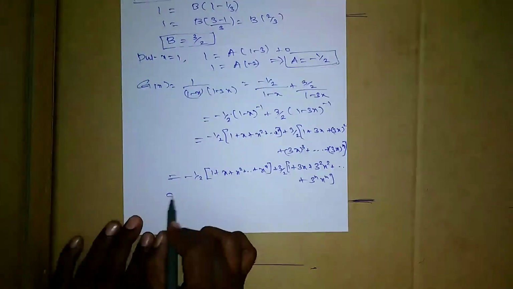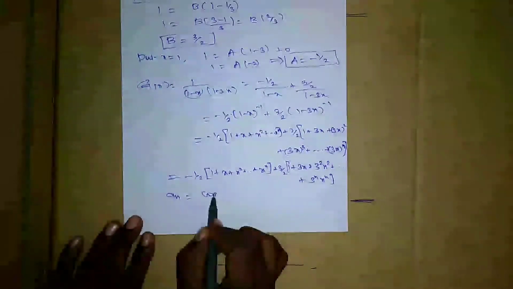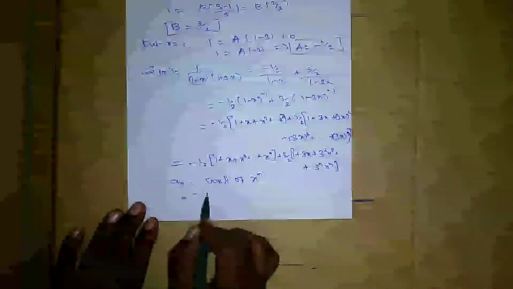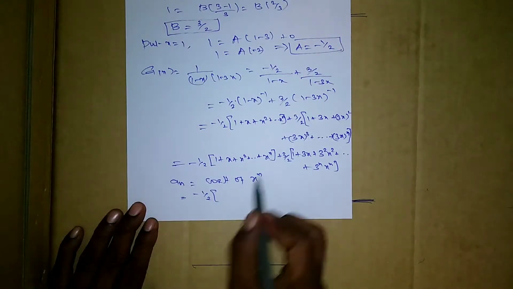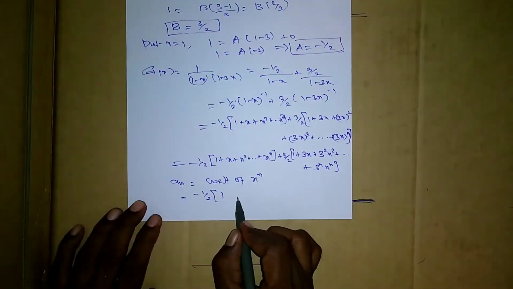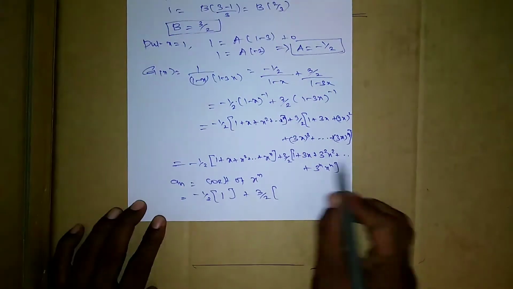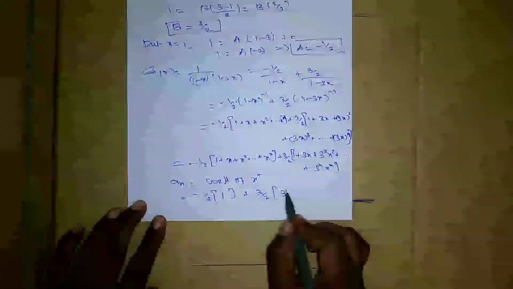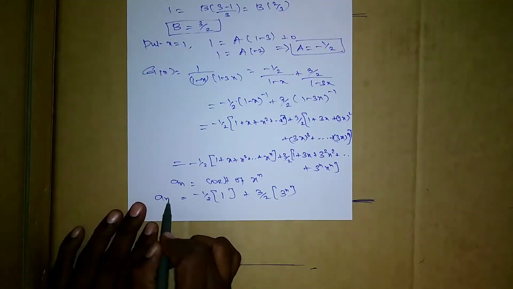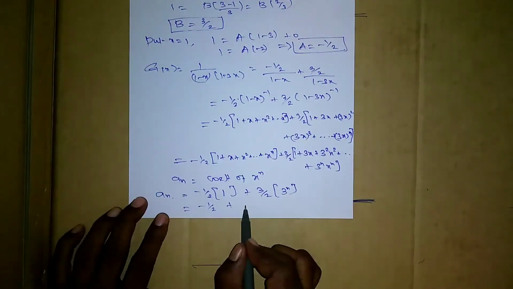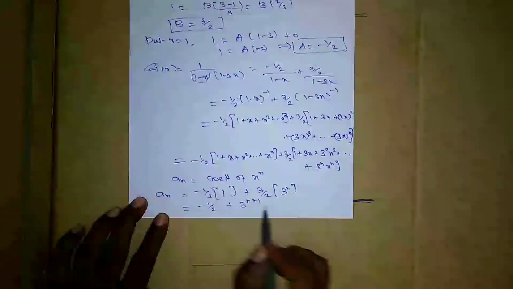Now a_n is equal to the coefficient of x^n. Therefore, minus 1 by 2 into the coefficient of x^n, which is 1, plus 3 by 2 into the coefficient of x^n in this term, which is 3^n. This is a_n. Therefore a_n = (3^{n+1} - 1) divided by 2.